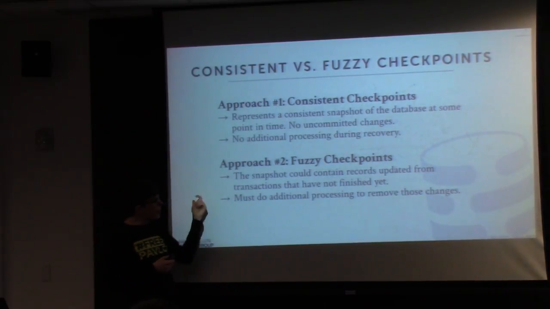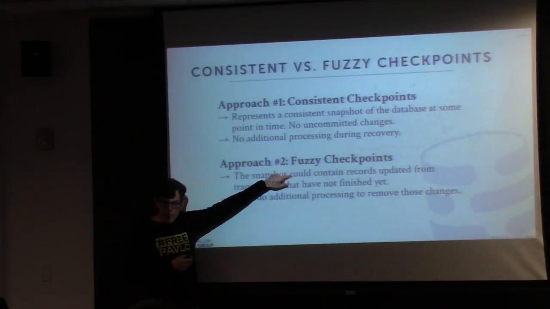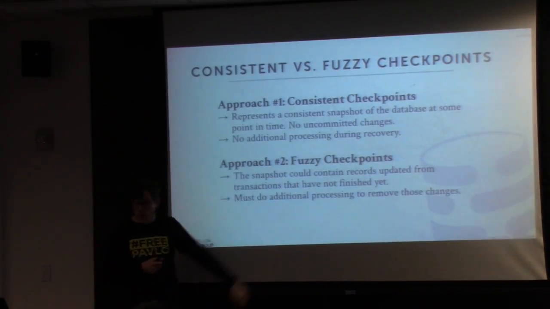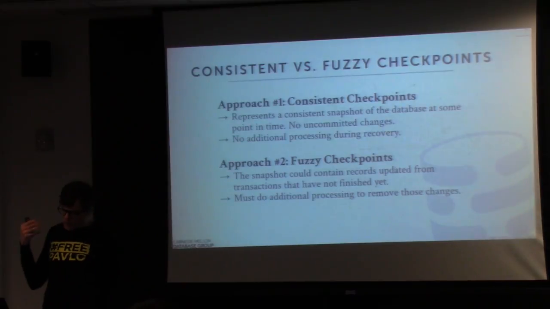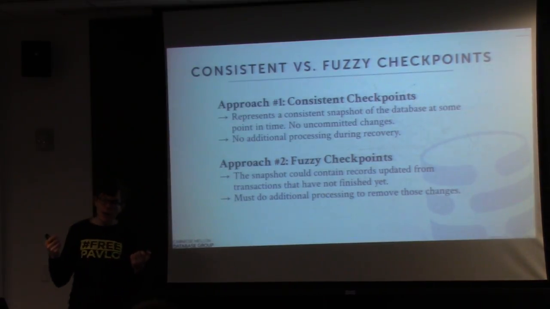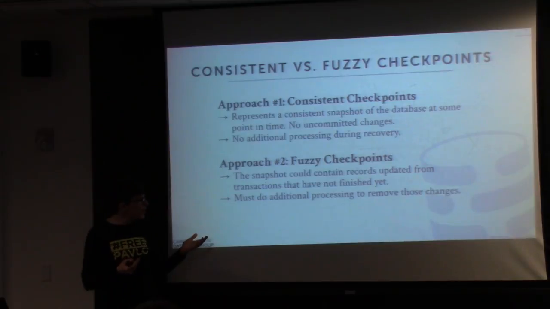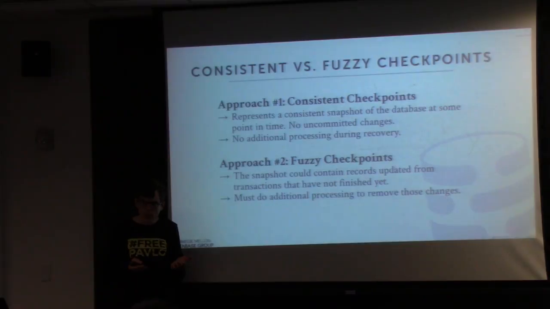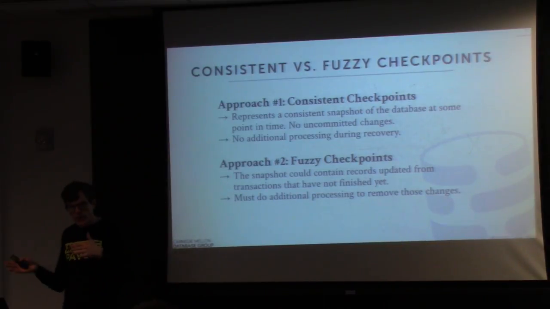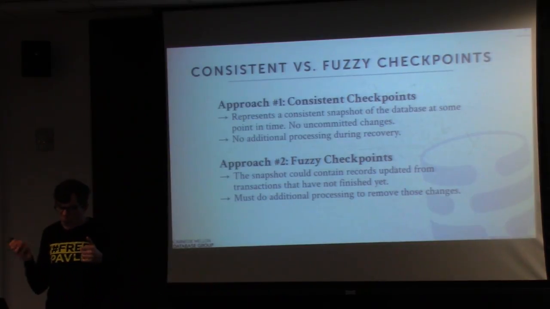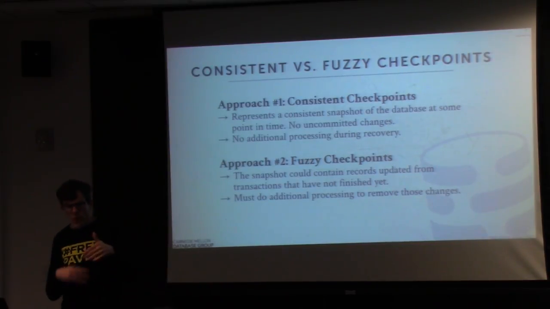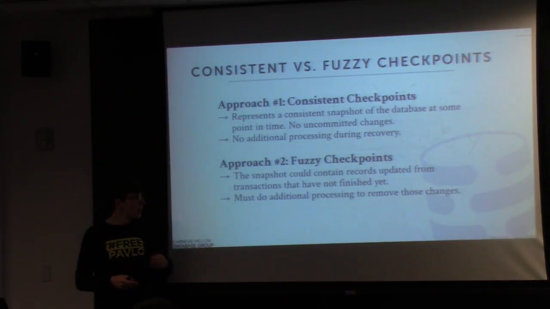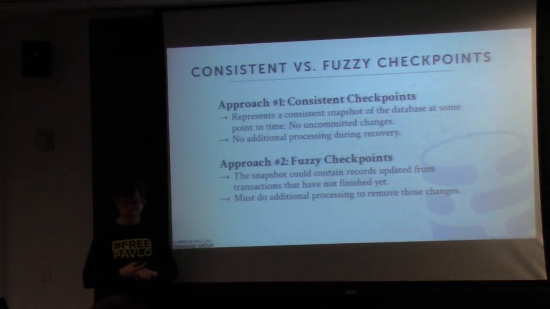Now contrast this with fuzzy checkpoints, which is the more common approach used in a disk-based database system. In a fuzzy checkpoint, you don't prevent transactions from modifying the database while you're taking the checkpoint. And therefore, when you recover, you have to go back and figure out what things you need to reverse. Remember I talked about ARIES, we do the analysis phase to figure out what was going on in the database system right before the crash. Then we do the redo to make sure all our changes are applied. And then we have to go back and do undo to reverse things that shouldn't be there. That's what you have to do when you have fuzzy checkpoints.